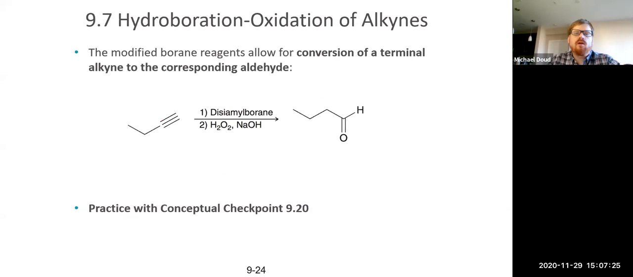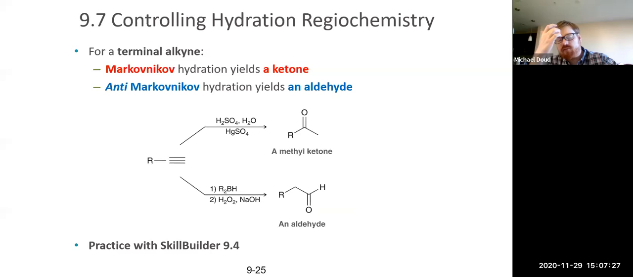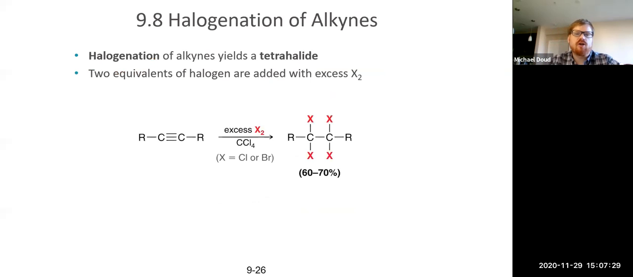Okay, all right. So finally, for this lecture, we have halogenation. Now, if you halogenate an alkyne, you can halogenate it twice, right? You basically halogenate the first pi bond, you're left over with the second pi bond, you halogenate the second pi bond, and that gives you four total halogens there. So you can get basically a tetrahalide.